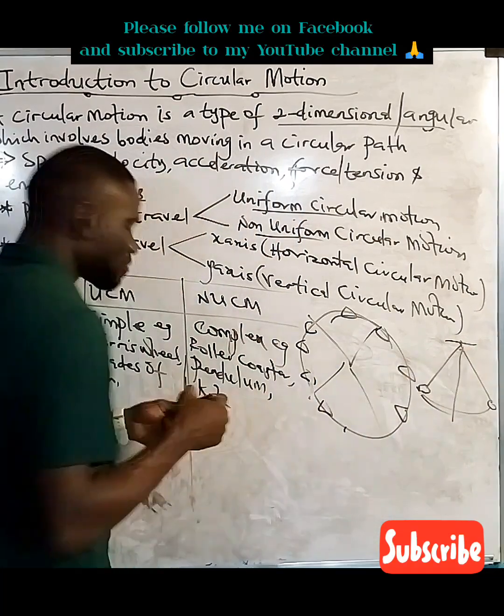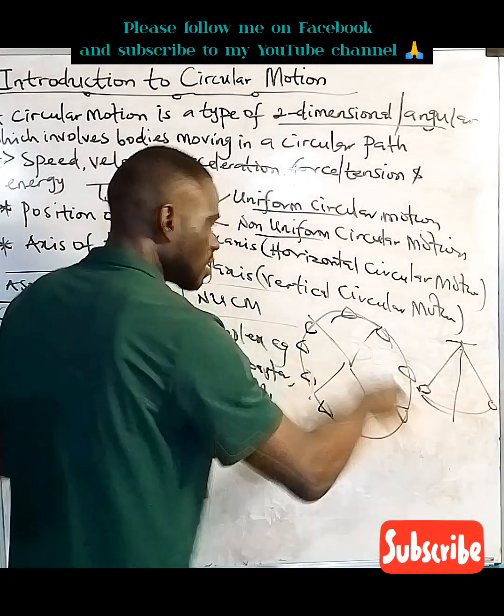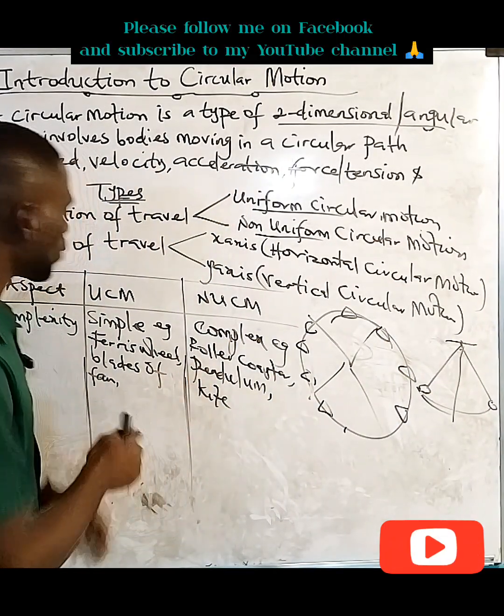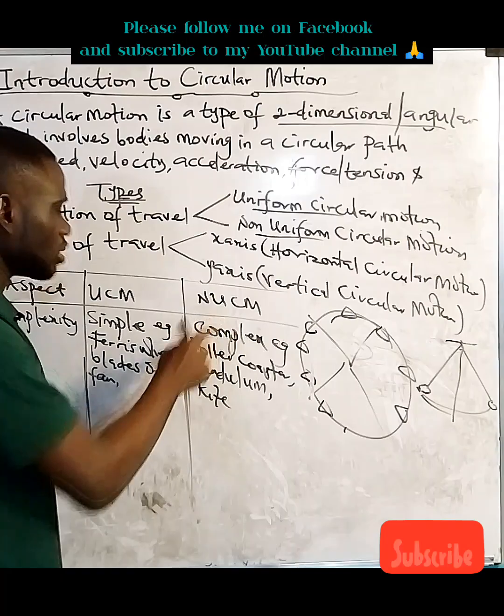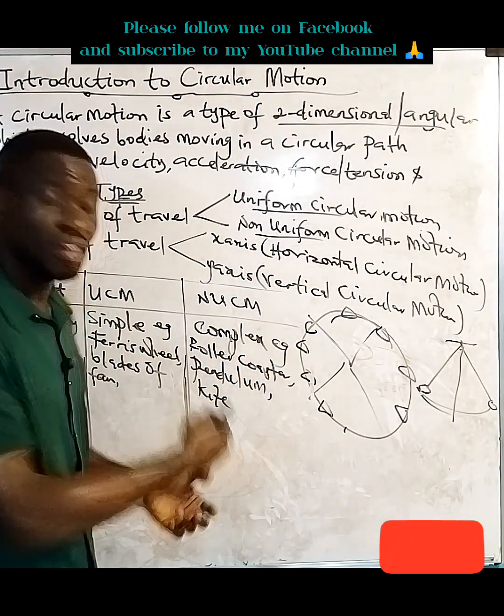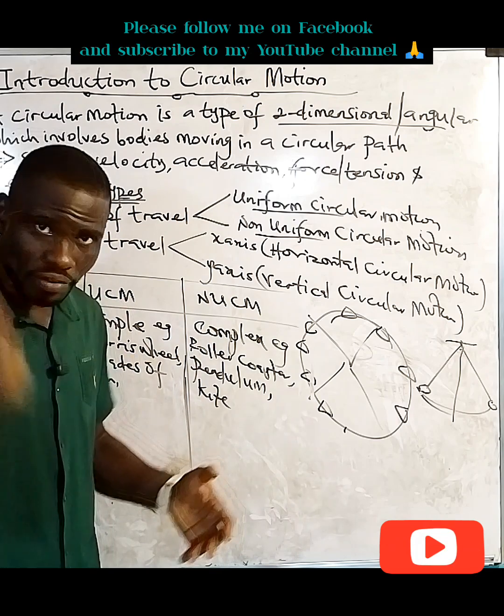So there's a kind of complex movement. Although this body moves in a circular arc like this, the whole movement is complex. That's the difference between uniform circular motion and non-uniform. Uniform in the sense that the same pattern of movement, like a ceiling fan, the blade just keeps moving.